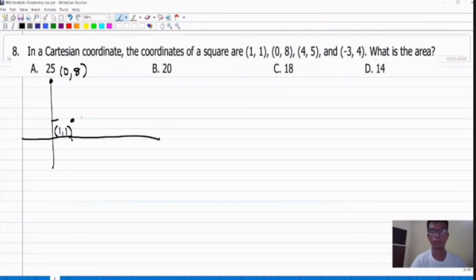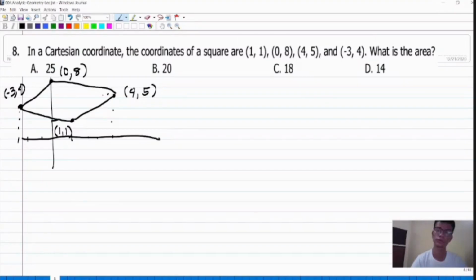And then the third point, 4 ang x, 1, 2, 3, 4, and then 5 y, 1, 2, 3, 4, 5. Ito, assume natin, ayan, 4 and 5. Lastly, the last point is negative 3 yung x, 1, 2, 3, and then akyat taas yung y, akyat 4. So, negative 3 and 4. So, if we are going to connect our polygon, ito ang square. So, ayan yung square natin.